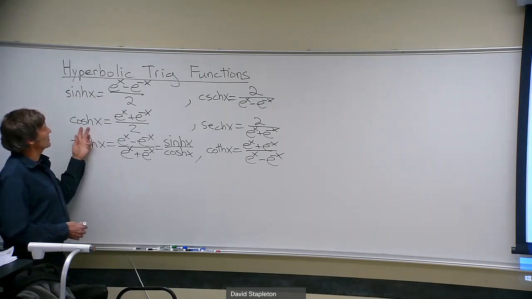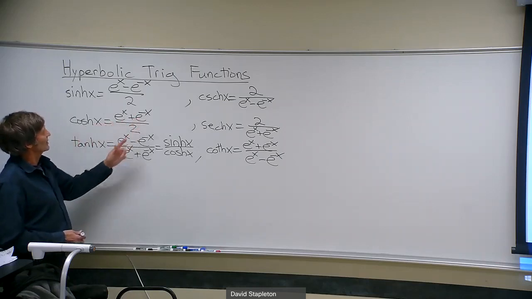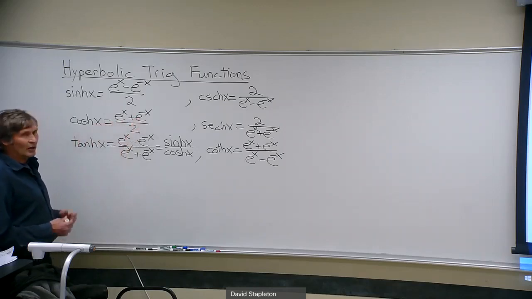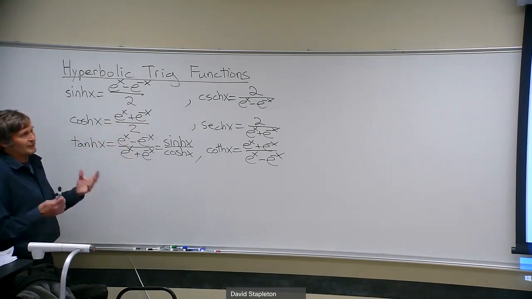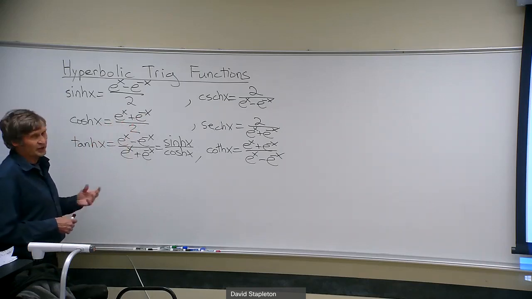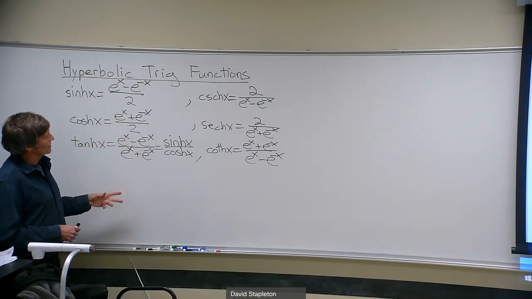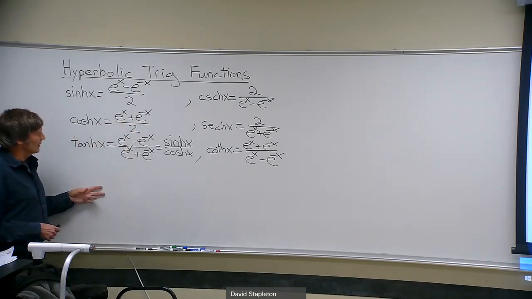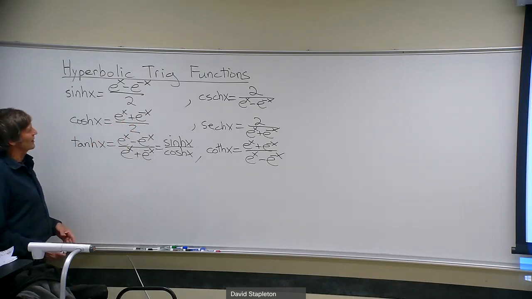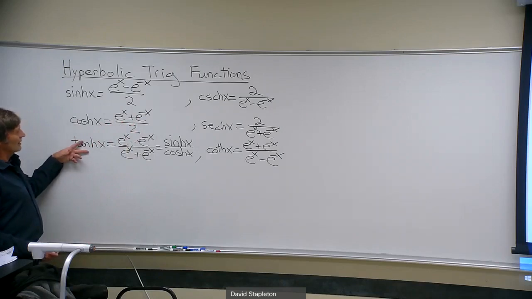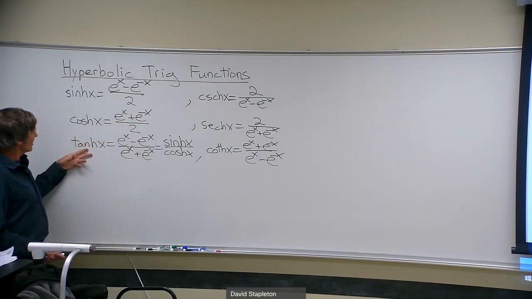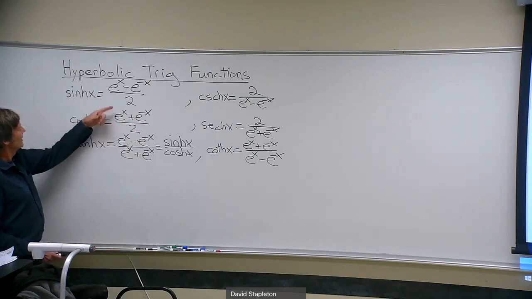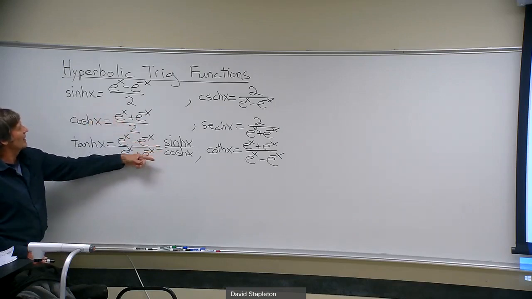Similarly, the hyperbolic cosine is e to the x plus e to the minus x over 2. And all the other trig functions then follow if you just assume that they have the usual reciprocal and quotient relationships that they do in ordinary trigonometry with circular trig functions. For instance, in circular trig functions, tangent is sine divided by cosine. Here, hyperbolic tangent is sinh divided by cosh, right?